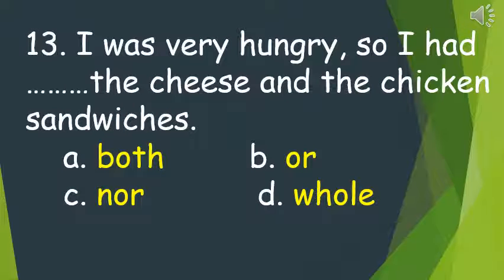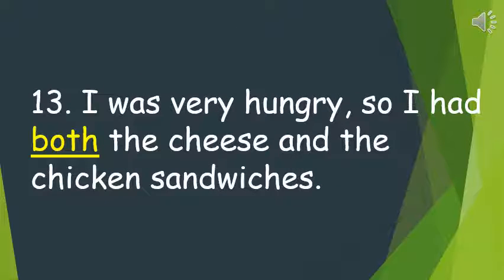I was very hungry. نكمل على المثال اللي فات. I was very hungry so I had space, the cheese and the chicken sandwiches. Both or nor whole. I was very hungry so I had both the cheese and the chicken sandwich. أكلت الاتنين كلا النوعين من السندوتشات نوعان من السندوتشات اللي هو cheese and chicken.